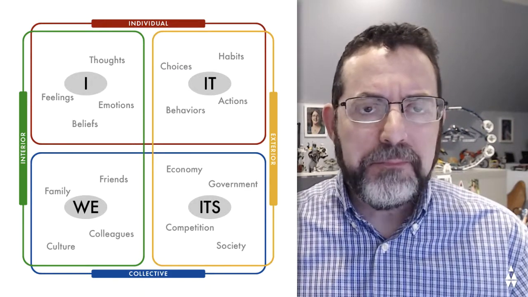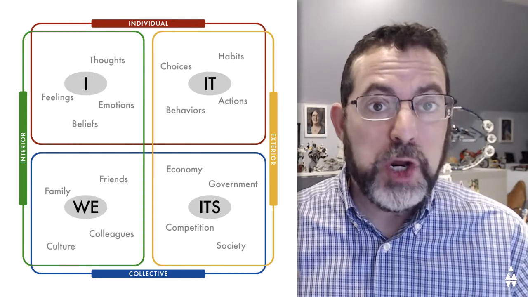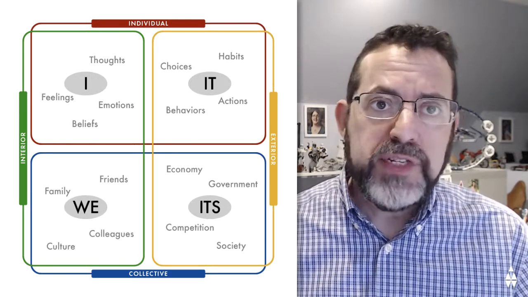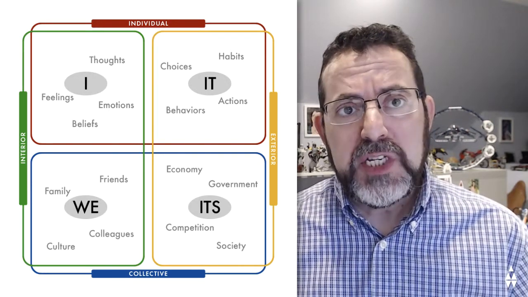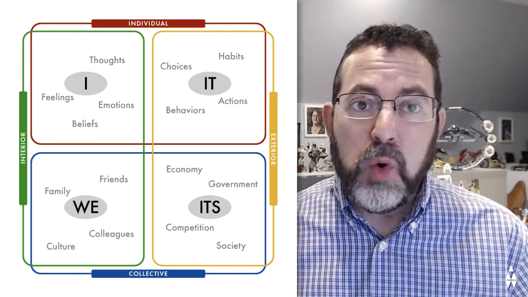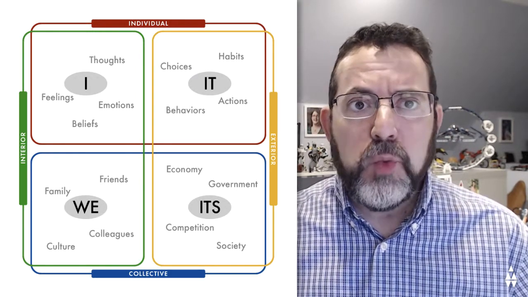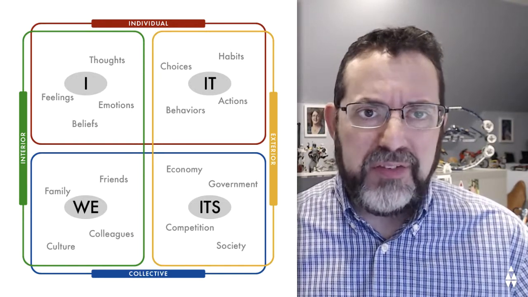The top two quadrants are individual. Think of them as concerning you, whereas the bottom two are collective. Think of those as representing everyone else. The left two quadrants are interior or private or inward facing, and the right two quadrants are exterior or public facing.